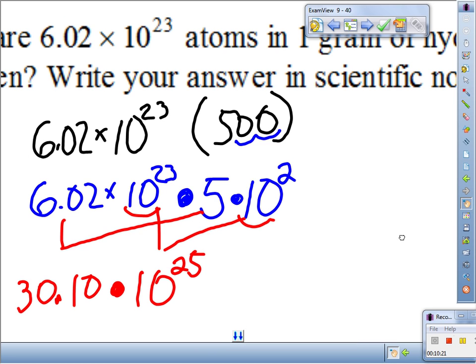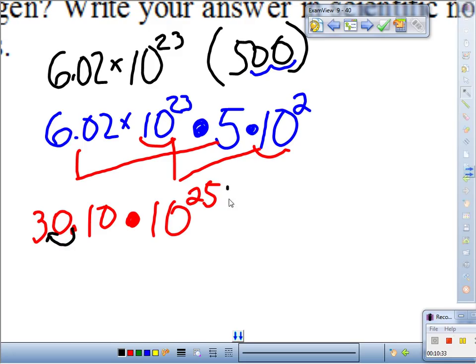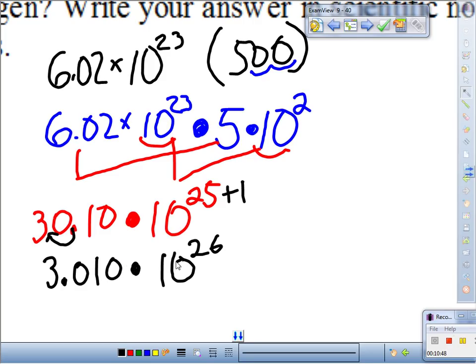All right. However, they want the answer in scientific notation. Look at it. Is this scientific notation? No, because we have 2 digits on the left side of the decimal. That means I need to move it how many times? Once. If I move it to the left, I need to add 1 here. When we move it to the left, we add. When we move it to the right, we subtract. Anybody remember that? Yes, Mr. Q. All right. This is 3.010 times 10 to the 26.